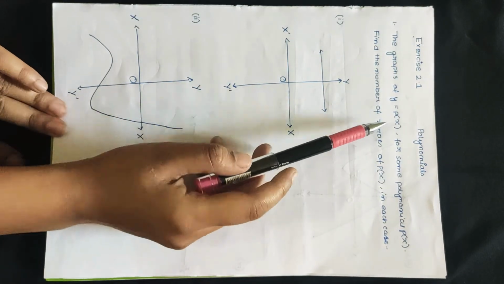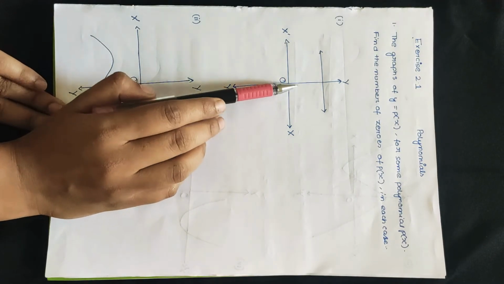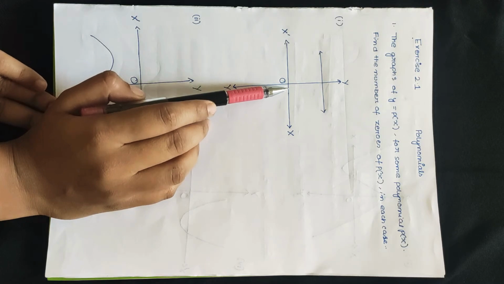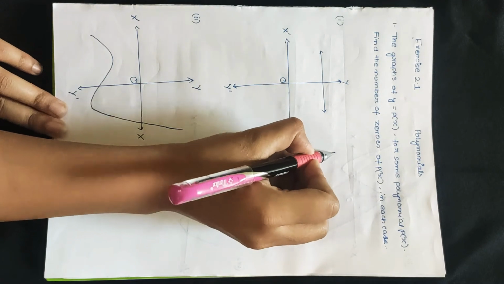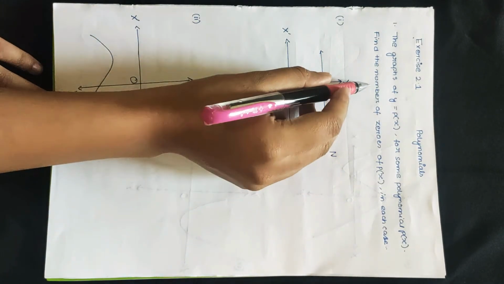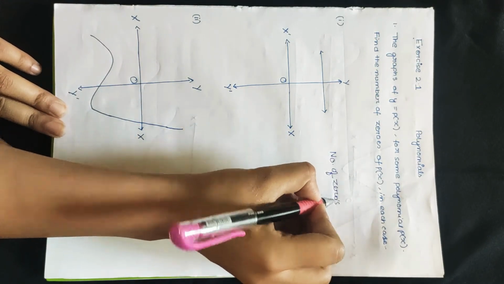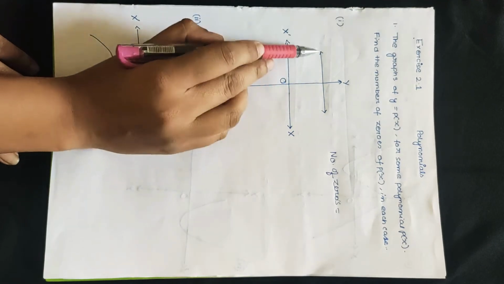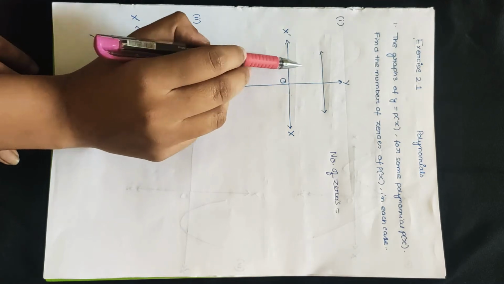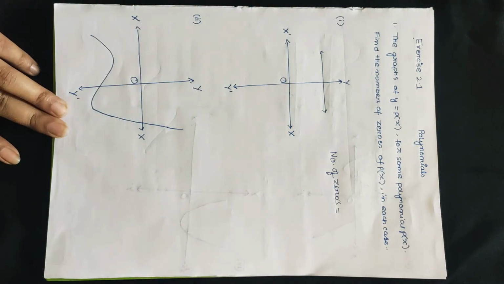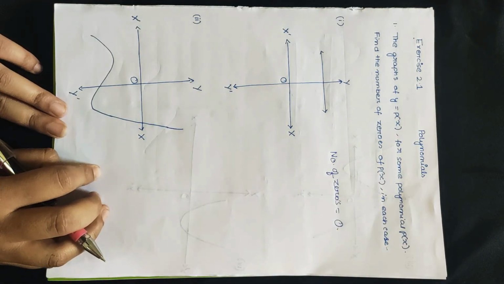So the criteria is the graph should meet the x-axis, or it should cut the x-axis at a point, for it to be a zero of the polynomial. So here you see, in question number 1, what is the number of zeros of this polynomial? Does the line intersect anywhere on the x-axis? No, it's above the x-axis, right? So as there is no intersection, the number of zeros is going to be 0. Okay, it doesn't cut the x-axis at any point.